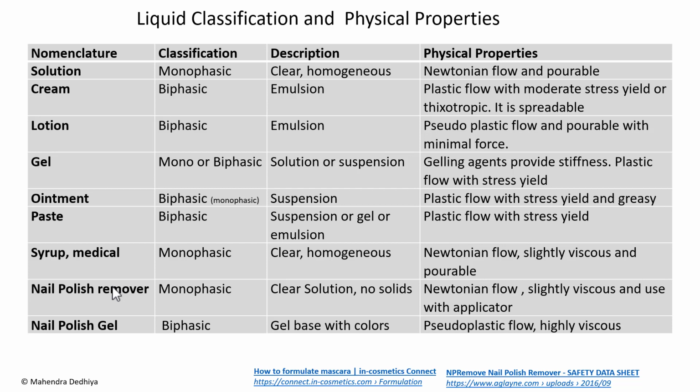Syrups are monophasic, clear, and homogeneous. They have Newtonian flow, but they are slightly viscous. Nail polish removers are monophasic, with very Newtonian flow. If you apply pressure, it will flow. They're slightly viscous and are generally used with an applicator. Nail polish gel, on the other hand, is biphasic with a gel base and colors, has heavy pseudoplastic flow, and is highly viscous. So now we can relate nomenclature, classification, and description to the physical properties, specifically rheological and viscosity properties of the product.